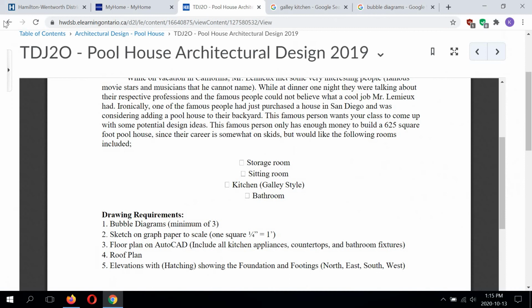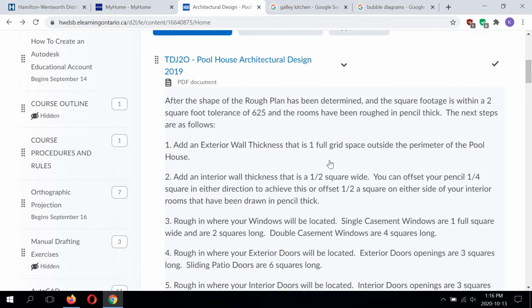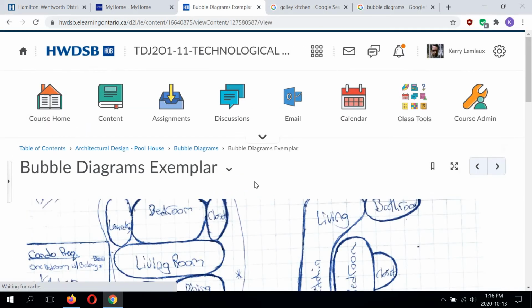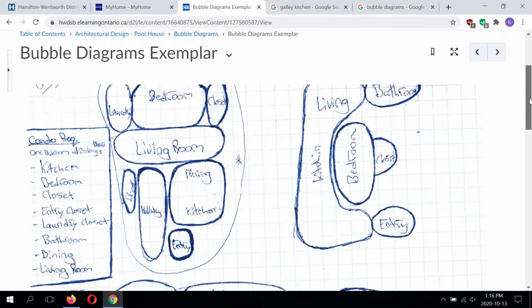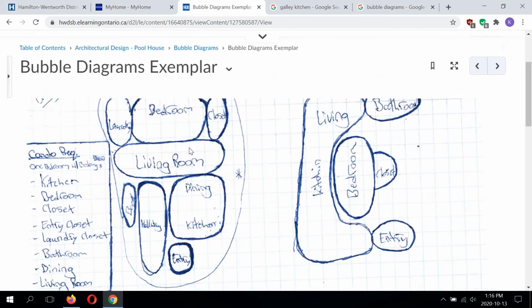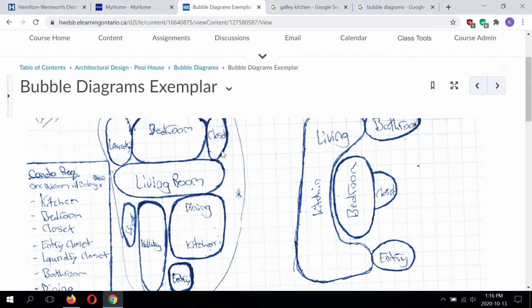So let's go back to the hub. Let's go back 1 and go to the next submodule called bubble diagrams. And I uploaded an example. Here we go, bubble diagrams exemplar. This is something a student created in grade 11 so many years ago when we did a small house design. So we were including way more rooms in this design. So again, this is way more than we need, but these bubble diagrams, the way that this student had drawn them were excellent. How basically, right, a smaller one would represent a closet, a larger one would represent a bedroom.